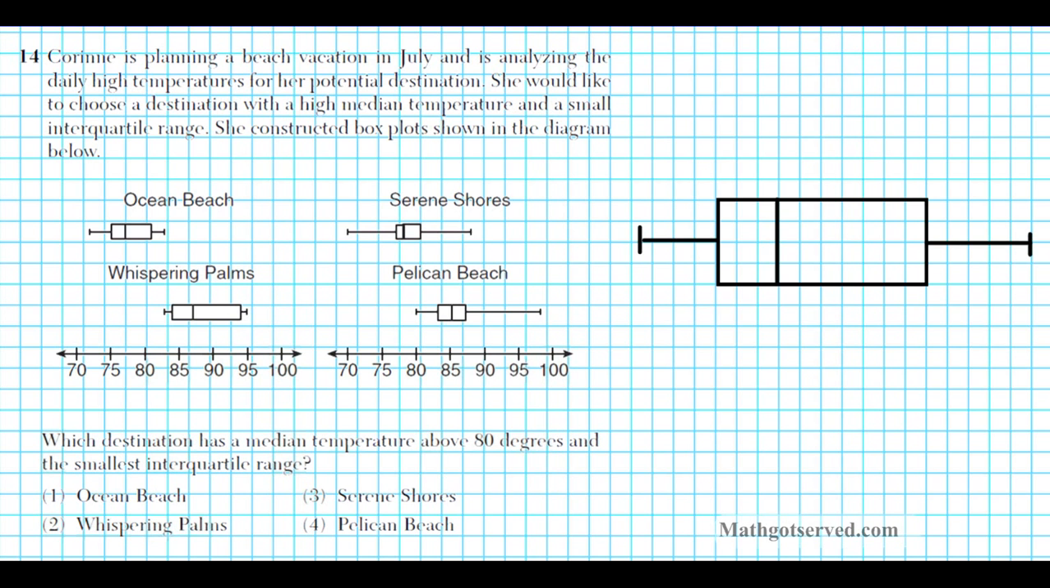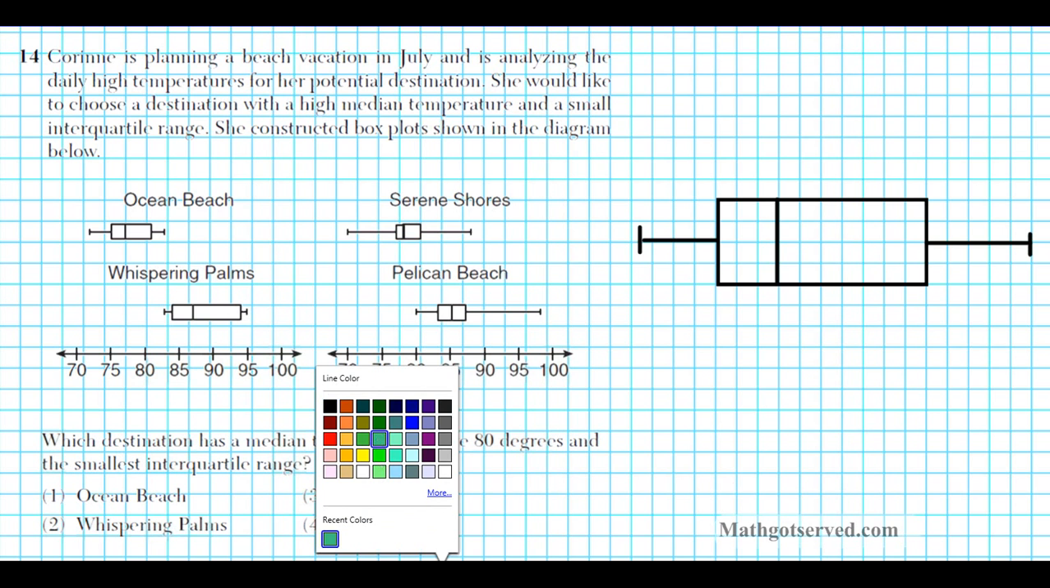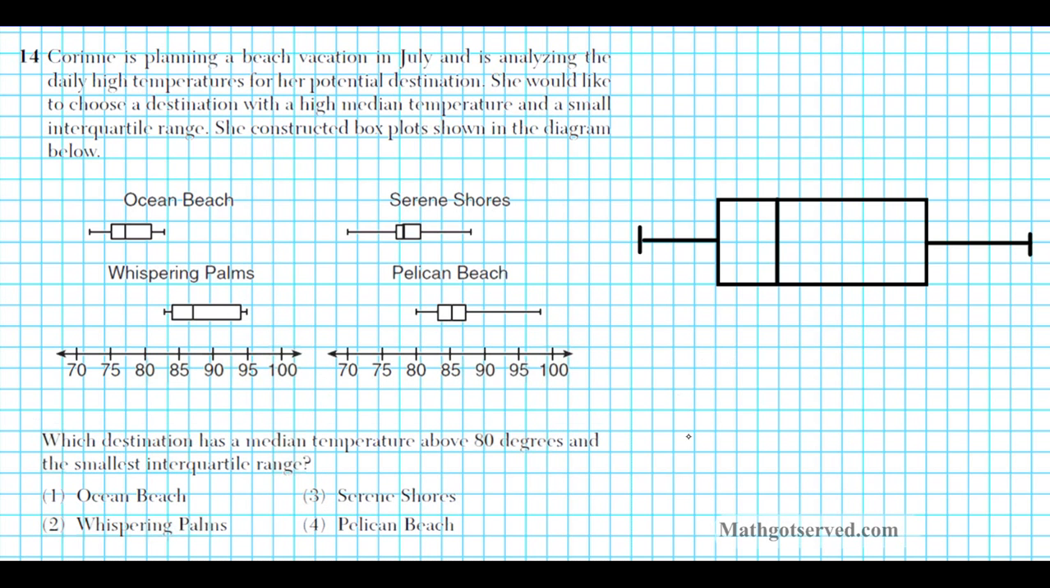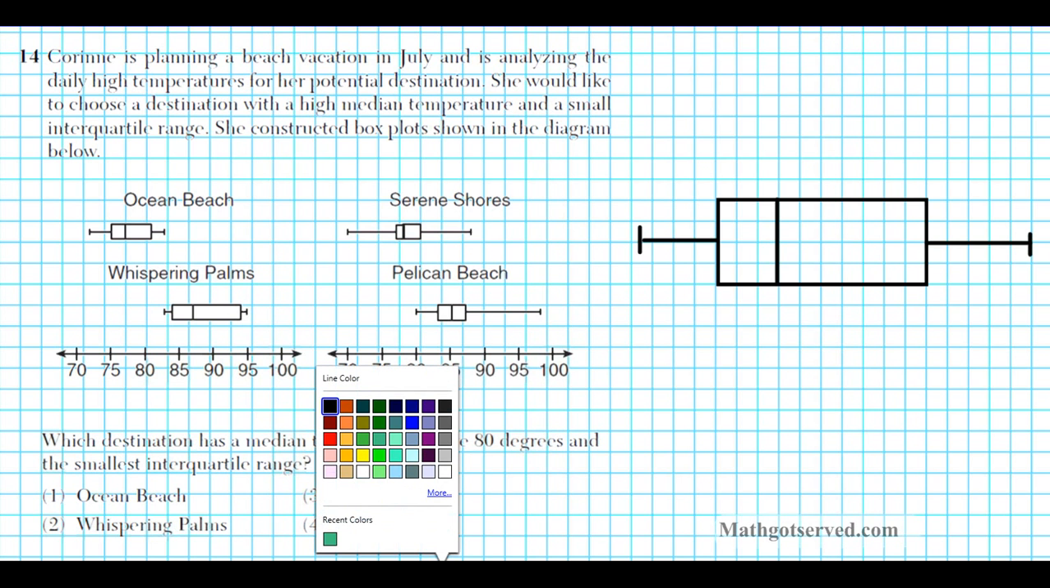So before we answer this question, let's go over what the median and the interquartile range are if you're given a graph, okay? Given a box plot. So let's say we have this box plot over here. So I'm going to indicate where the interquartile range and the median are located, okay? So let's make this green.